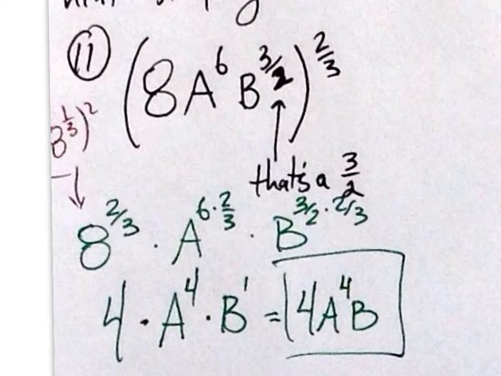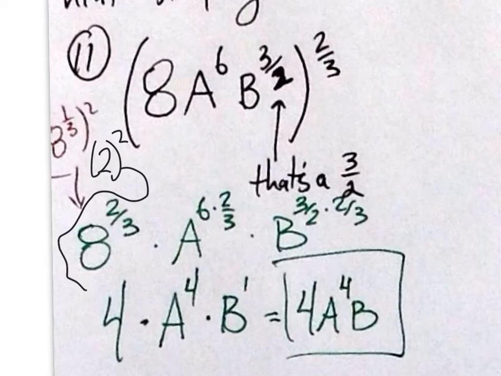8 to the 2/3, so this is here that fractional exponent again, where if we split 2/3 up into 1/3 times 2, then 8 to the 1/3, 2 times 2 times 2 is 8, so the third root, I'll write this additional step, third root of 8 is 2, so we end up with 2 squared, which is how we get that, 4. 6 times 2/3 is 4, right? 6 over 1, canceling. And 3/2 times 2/3 is 1. So we have 4a to the 4th b.